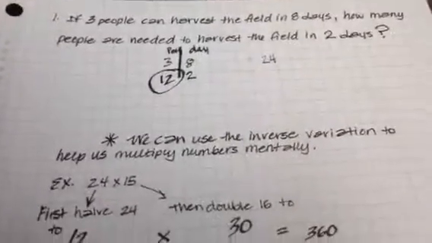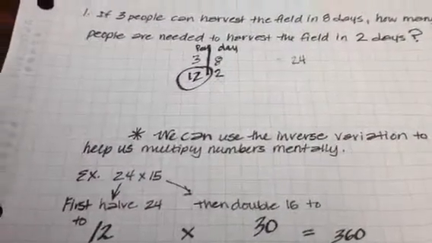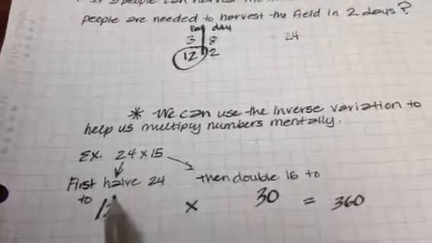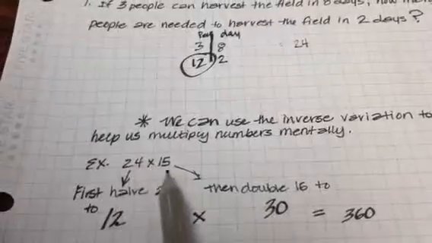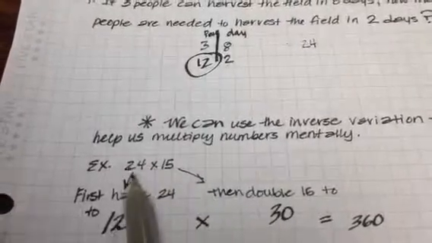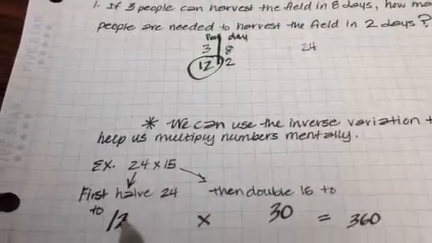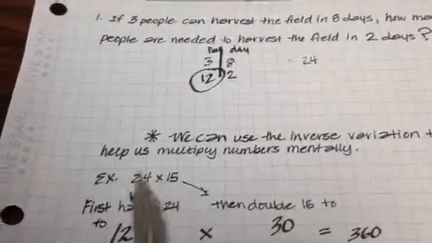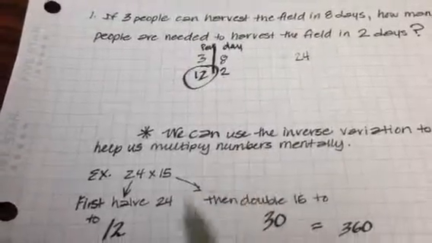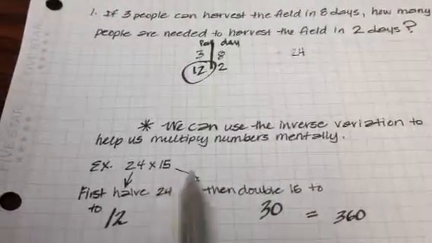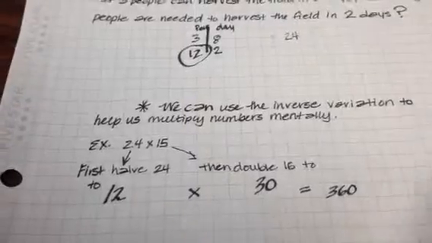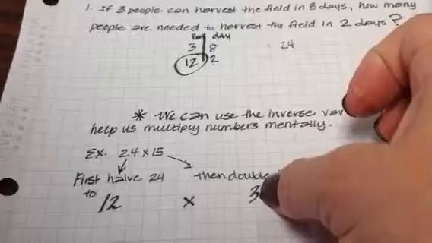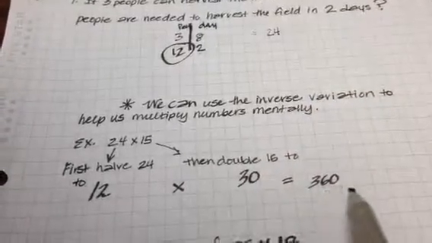All right? We can also use the inverse variation to help us multiply numbers mentally. What do you mean by that? Okay, first take half of one of these numbers. This is going to be the easiest one, right? Half of 24 is 12. Because I took half of this, I'm going to double this, right? Half and double, remember that. So 2 times 15 is 30, so now I have 12 times 30, and I can think to myself, well, 12 times 3, I know that, that's 36. So 12 times 30 is 360.